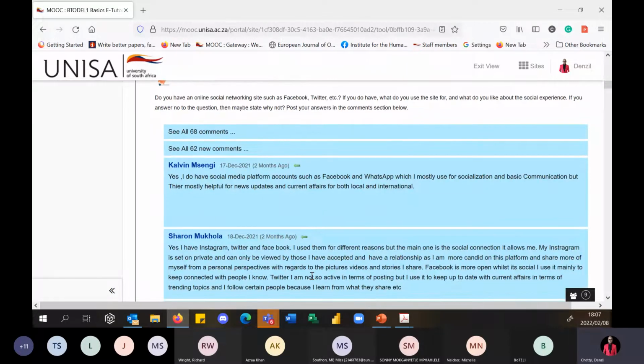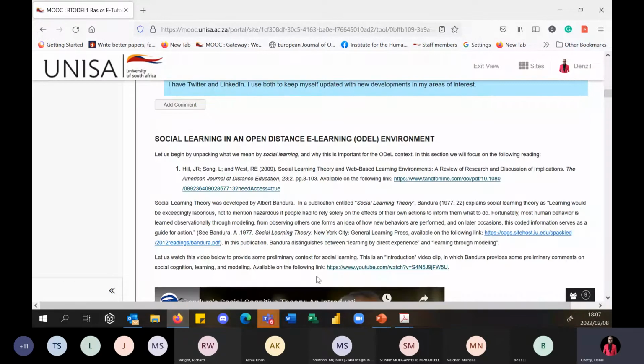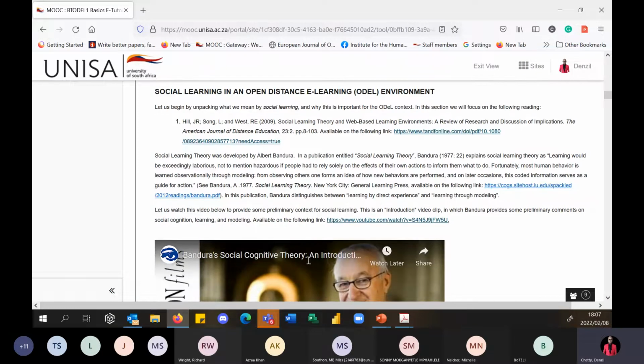So social learning in open distance learning, what does that mean for us? The social learning theory was developed by Albert Bandura, and he explained social learning as learning that would be exceedingly laborious, meaning tiring, not to mention hazardous, if people relied solely on their own actions to inform what they do. So the idea behind the social learning theory is that we look at and model the behaviors of others as part of our learning experience.